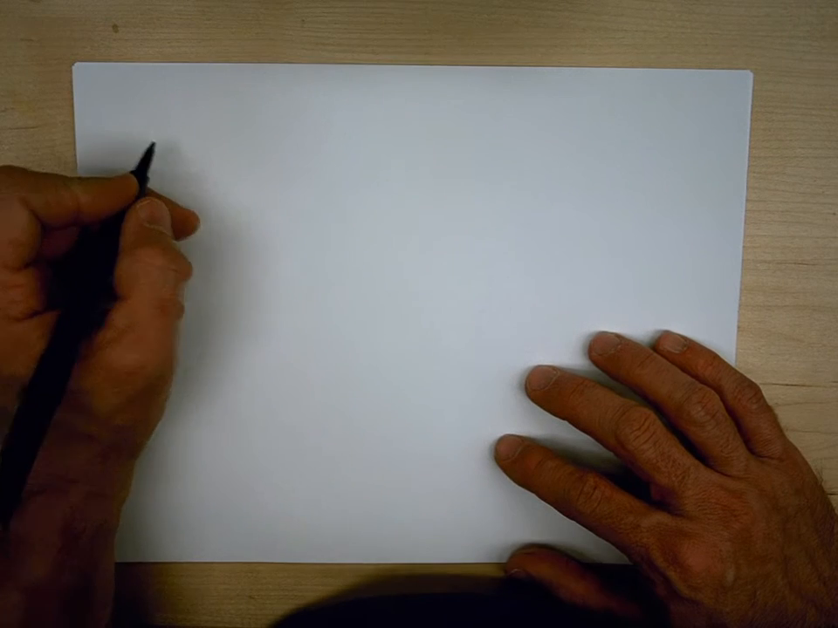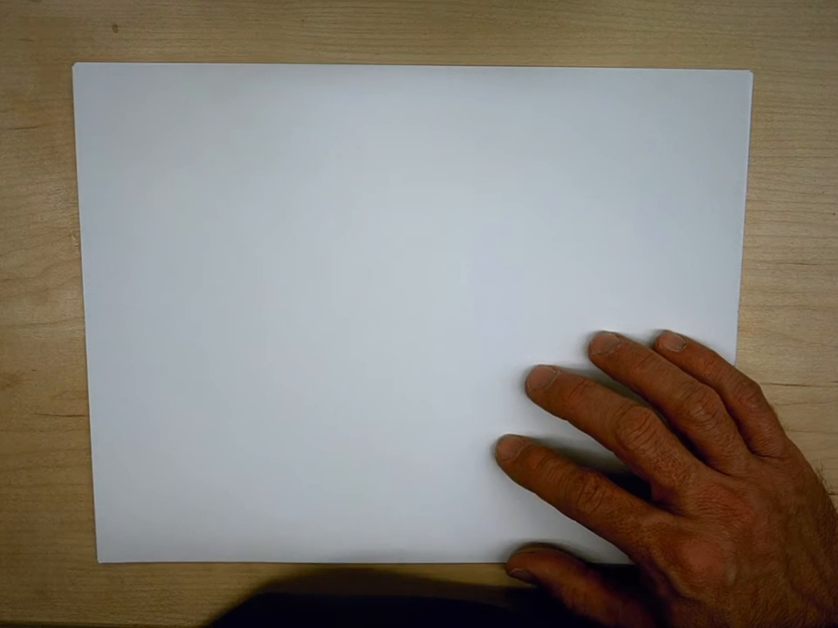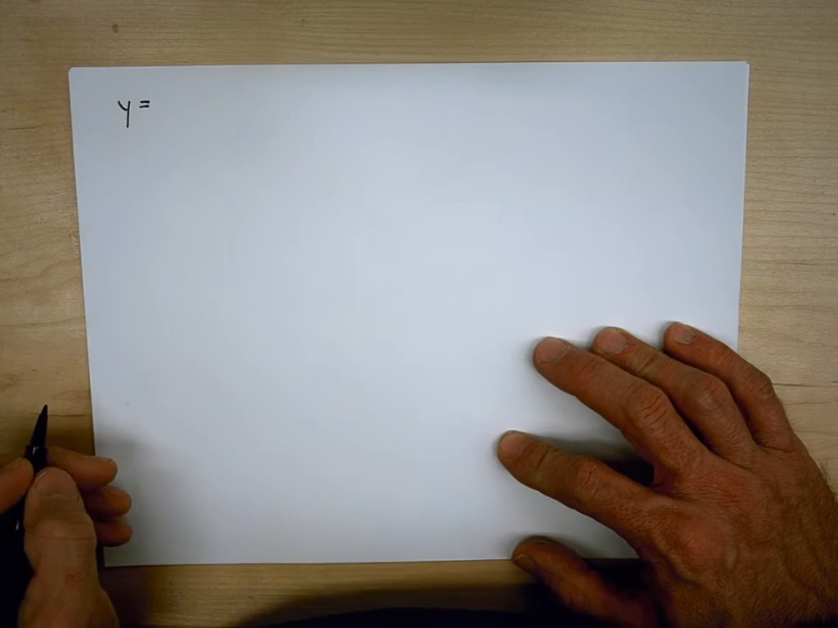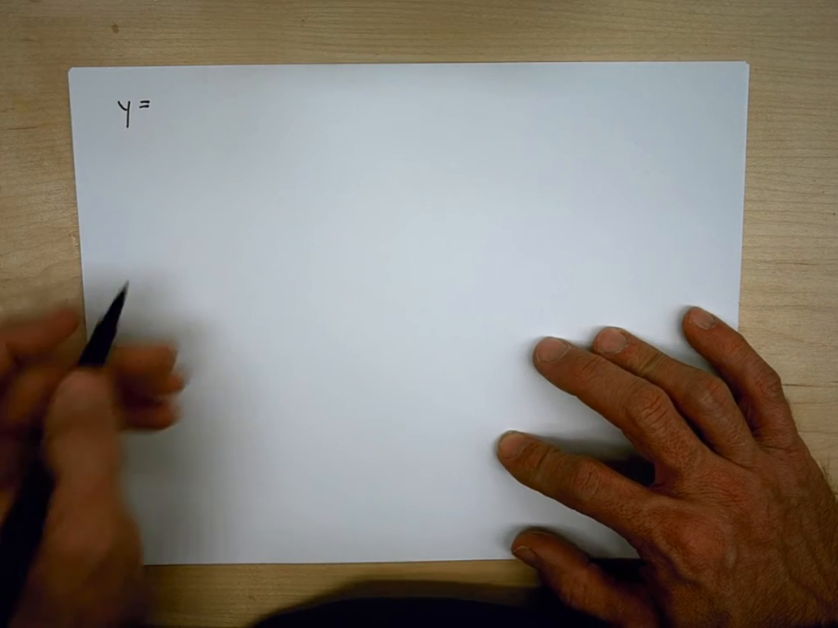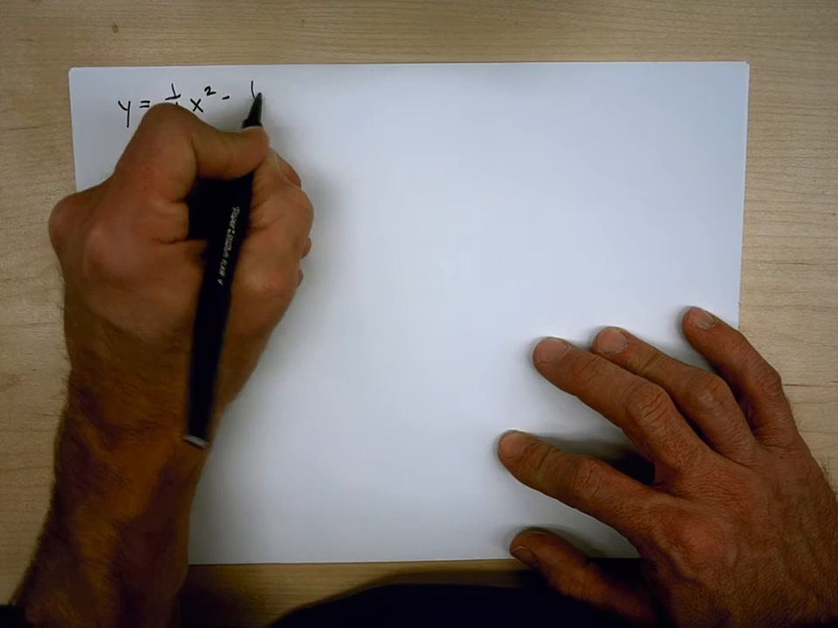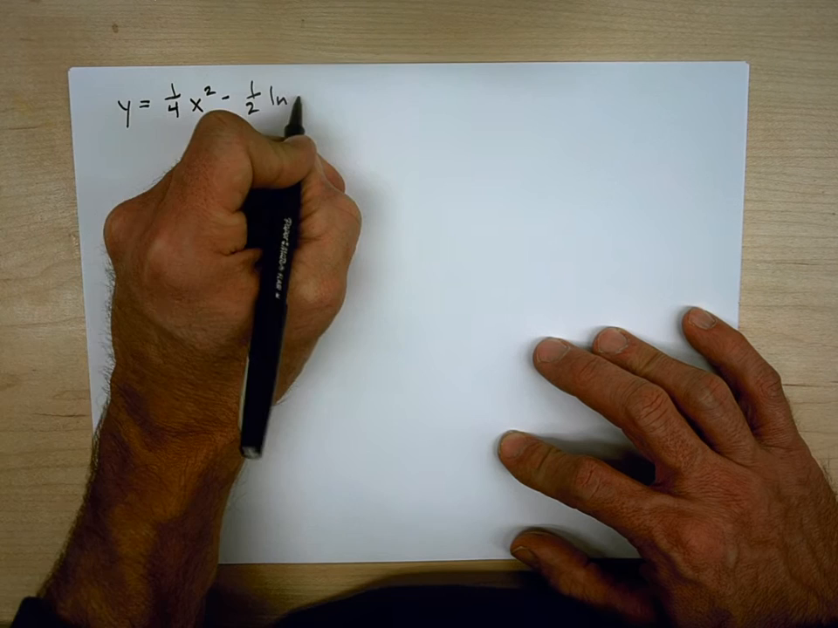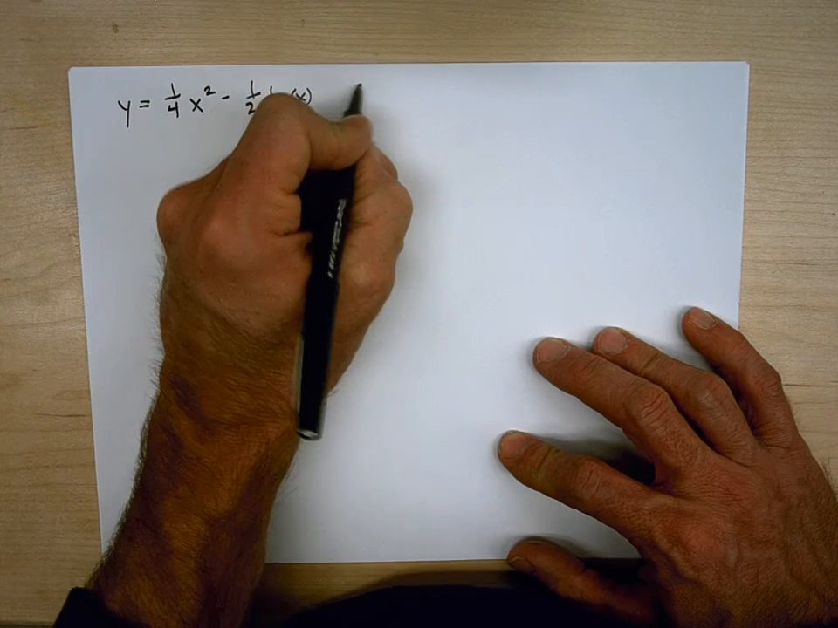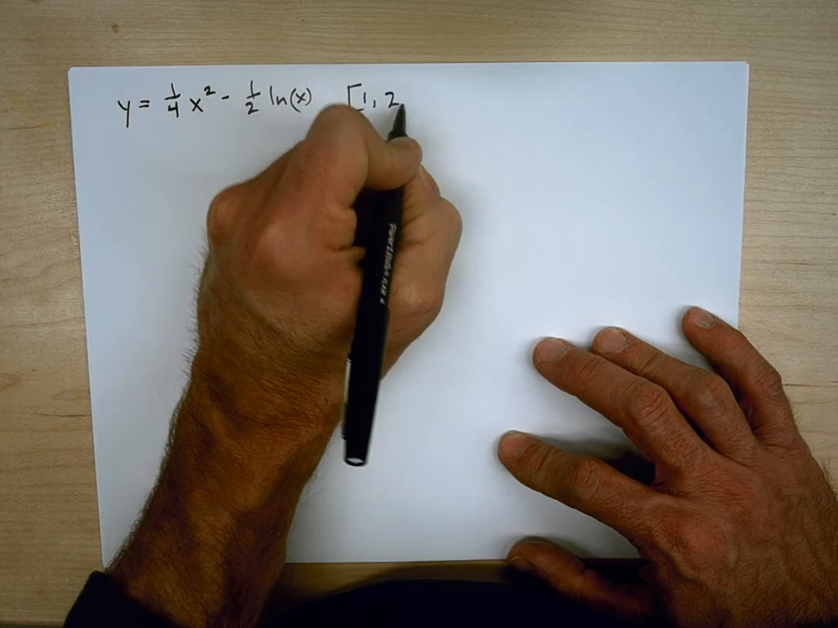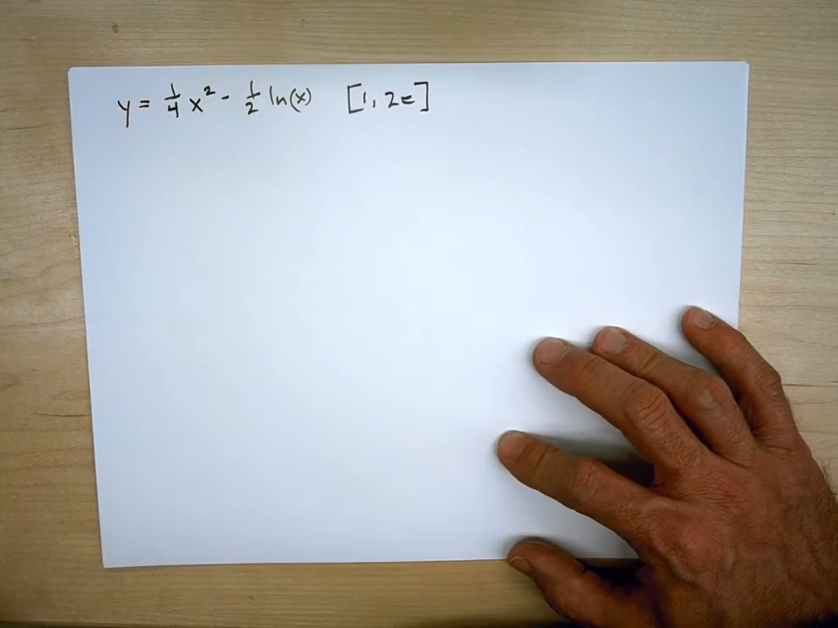So I just want to do one more example of how we would use the arc length formula. This one's not quite as simple as a linear function. Let's look at 1/4 x squared minus 1/2 natural log of x, and we want to look along the interval from 1 to 2e.